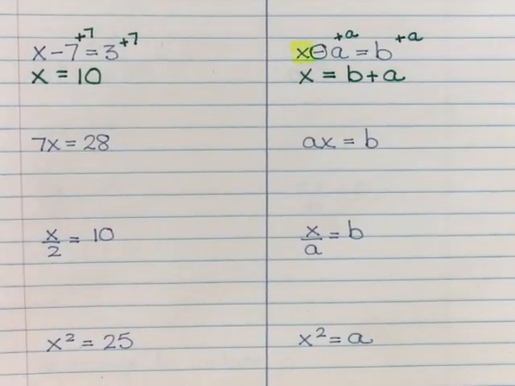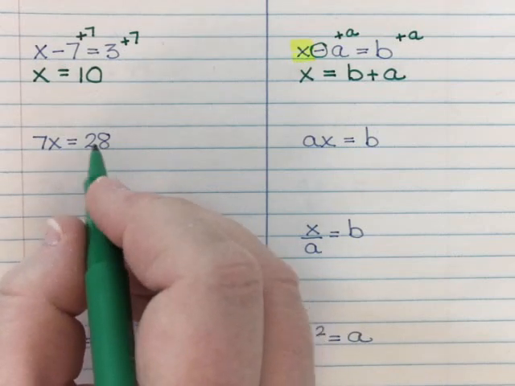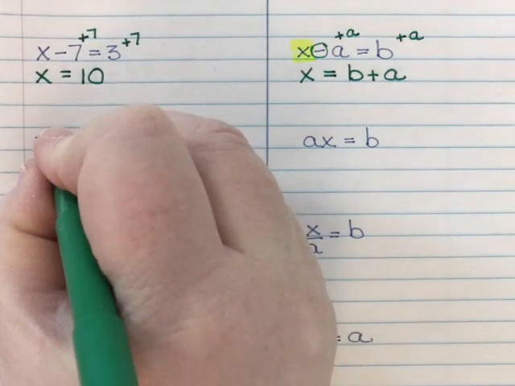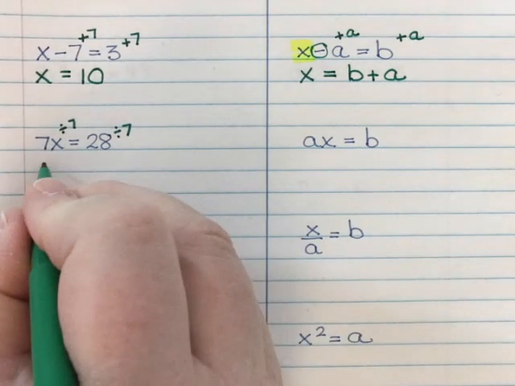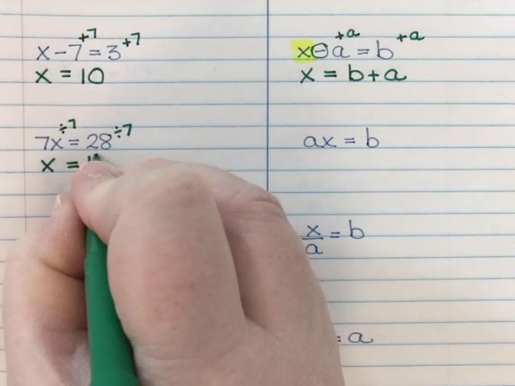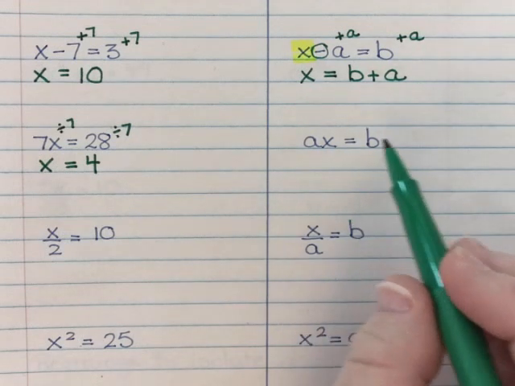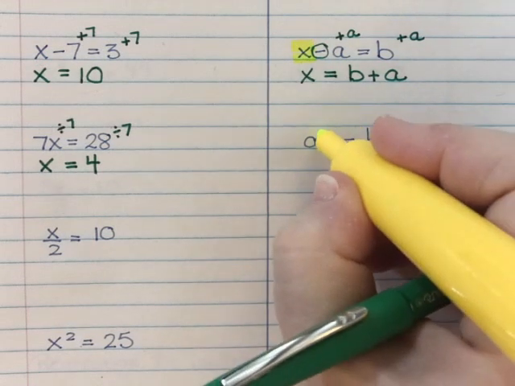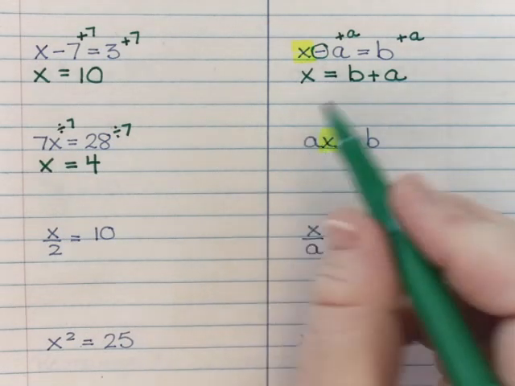All right, if I take a look at my next one, I have 7x equals 28, and we are solving. So if I want to solve for x, I'm going to try to cancel out that multiply by 7 by dividing both sides by 7. So I get x equals 28 divided by 7 is 4. So x equals 4. Now on my formula side, I have ax equals b. We are trying to isolate for x, which means we want to try to find a way to get that a to the other side.